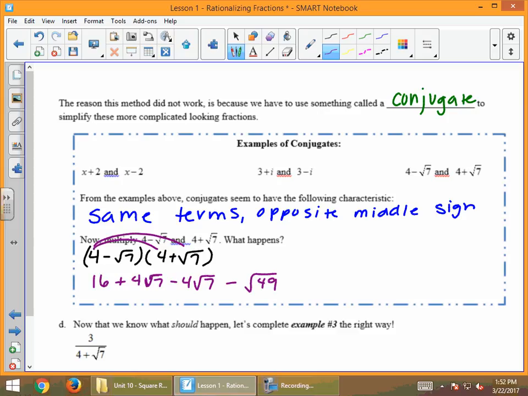Go through and combine your like terms. What do you notice happens when you combine your like terms? What happens to those 4 radical 7s? They cancel out because they're opposites. Okay? So we're left with 16 minus, what's the square root of 49? 7. And what's 16 minus 7? Okay. That's why we need to multiply by the conjugate, because it gets rid of those radicals. So we're left with a number in the denominator. Okay. Questions over that?